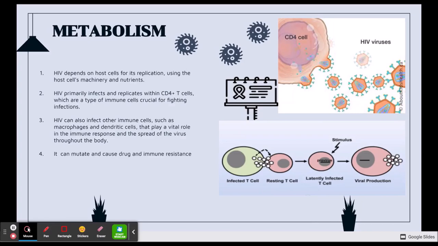As a viral pathogen, HIV needs the host cell to replicate since it does not have its own metabolism. HIV targets certain types of immune cells like macrophages, dendritic cells, and CD4 plus cells. When inside an infected cell, HIV undergoes reverse transcription, which converts its RNA into DNA. The HIV genetic material then integrates into the host cell's DNA, creating a proviral genome. This can be transcribed into viral RNA, which can serve as a template for generating future viruses or HIV proteins. HIV can also mutate and cause drug and immune resistance.